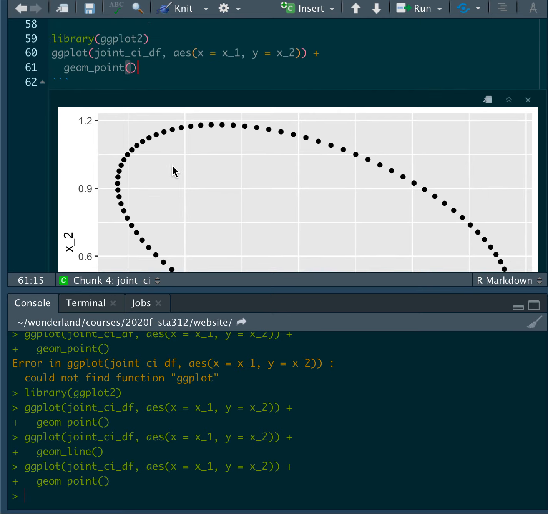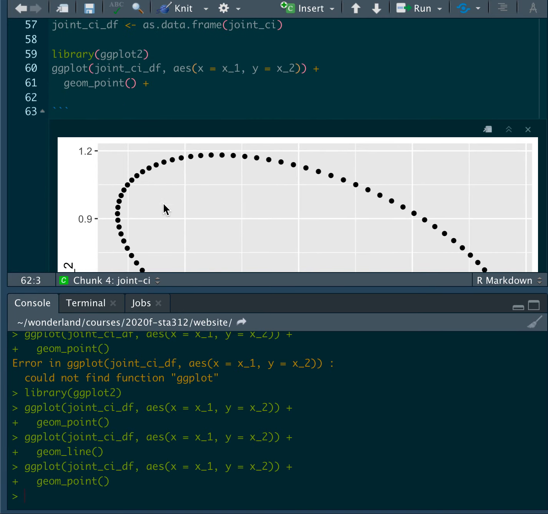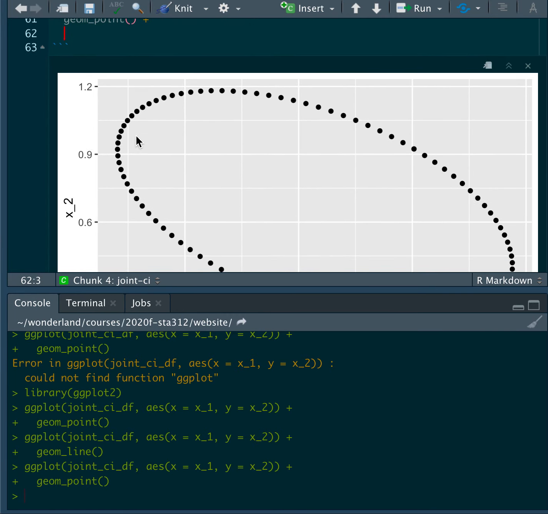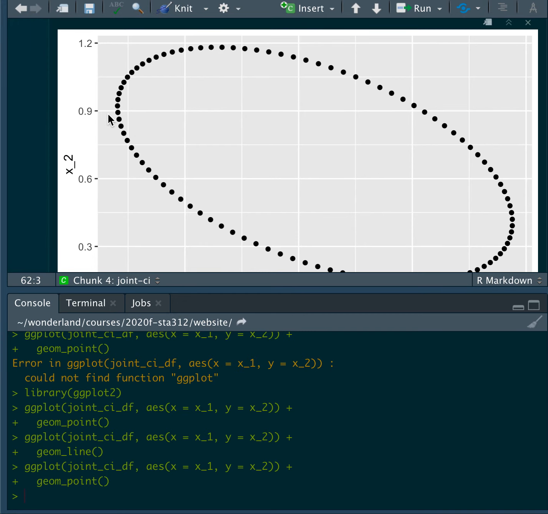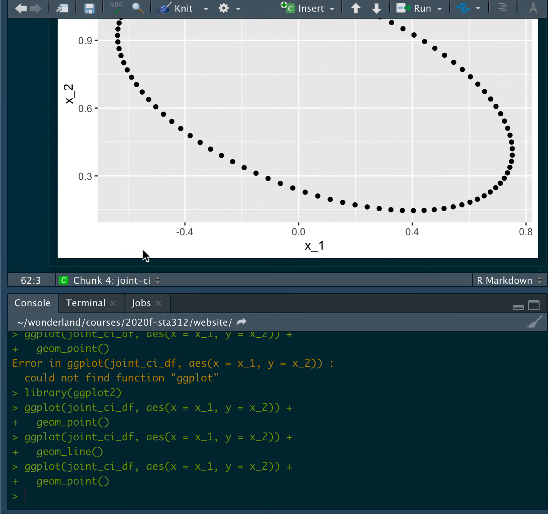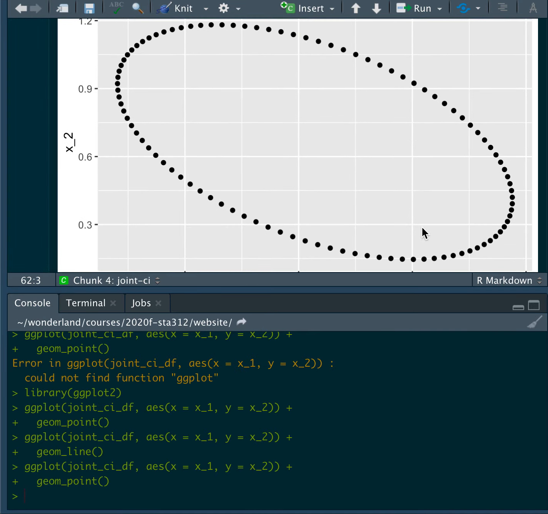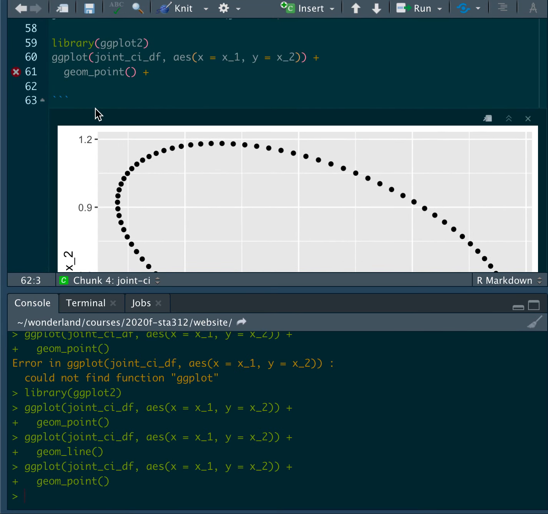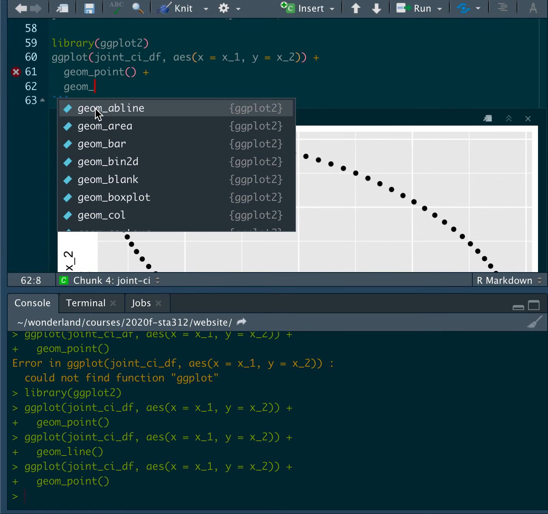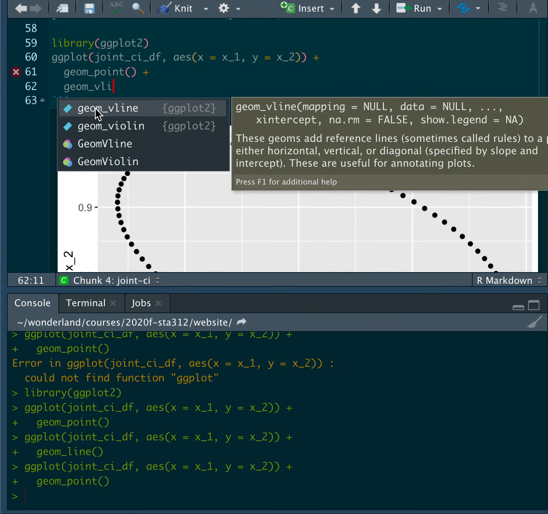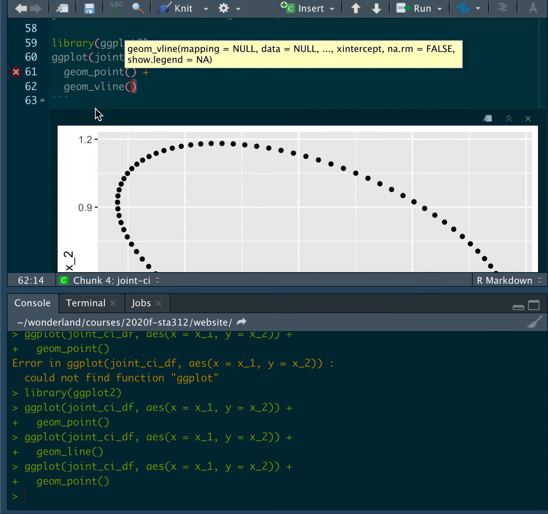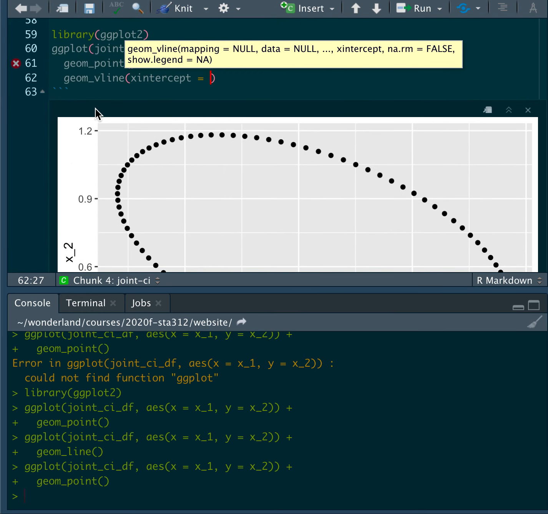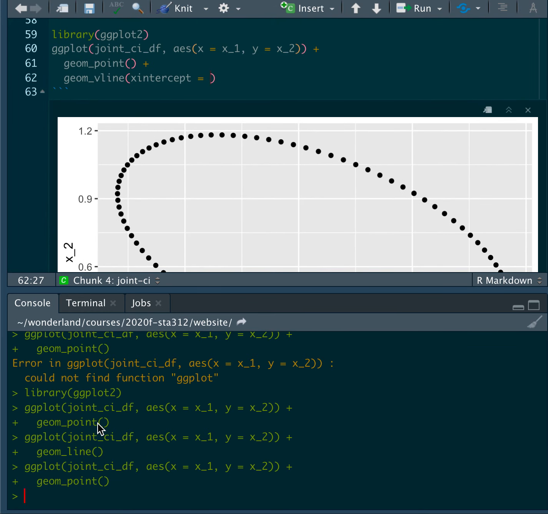And now I would like to plot a vertical line at where the lower bound and the upper bound of the confidence interval for x1 are, and a horizontal line for where the lower bound and upper bound of x2 are. So I can use geom_vline, which will create a vertical line, and I can set the x-intercept for this vertical line. I want it to be at the lower bound and upper bound for x1.